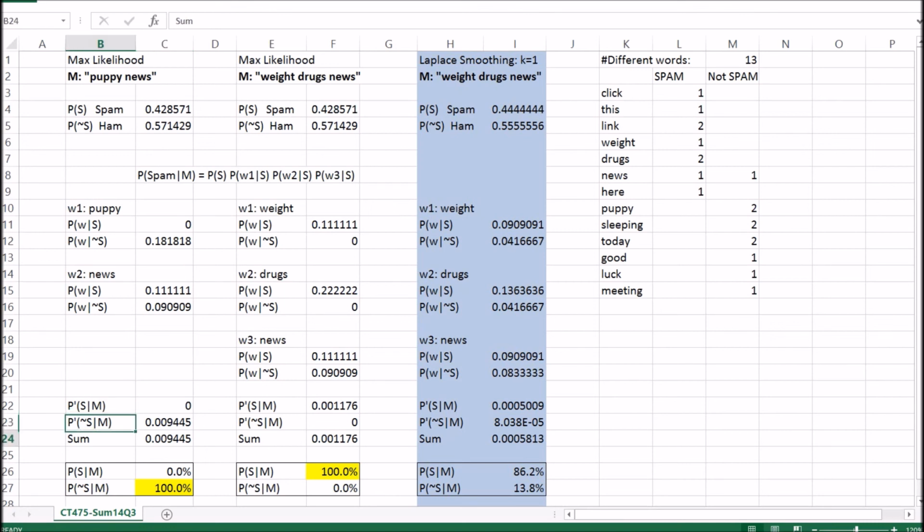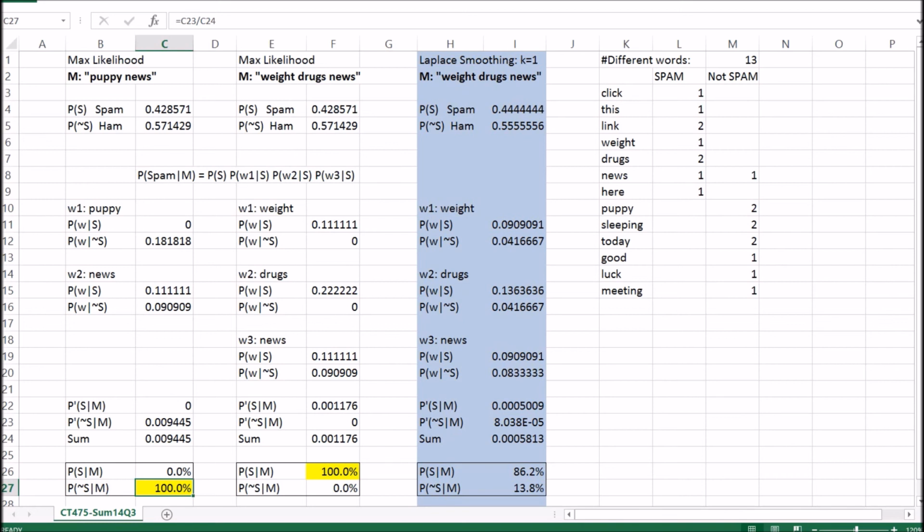Whereas the unnormalized probability of not spam given that message is this number here, 0.009445. We want to normalize those, so we sum them up and divide by the sum, and this is what we get when we normalize the text that's highlighted at the bottom. We get that the probability of spam given this message is 0, the probability of non-spam given this message is 100. So sure enough, in our photo application, something with the subject puppy news, we rate it to be completely, definitely not spam.